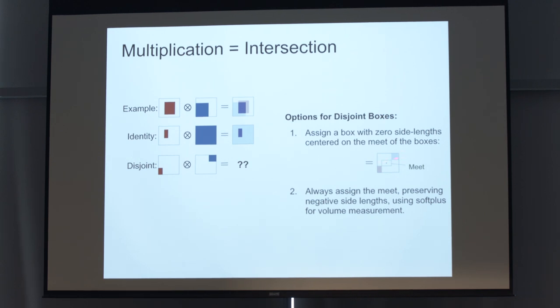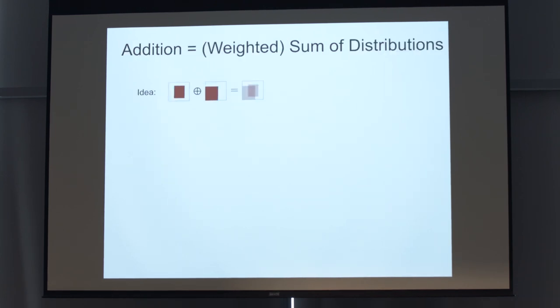is like a negative box in space, and that negative box has a center, and you could just say that the intersection of these two things will be a zero-width box at the center of that negative box. There are other alternatives, but that's what we've been thinking about lately.